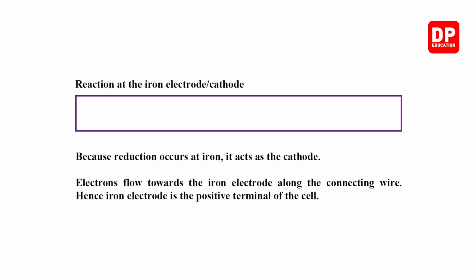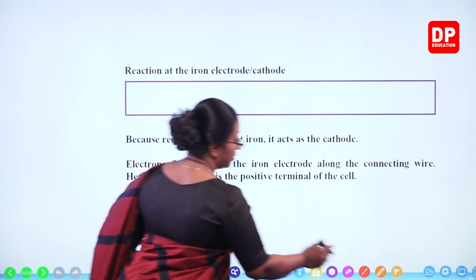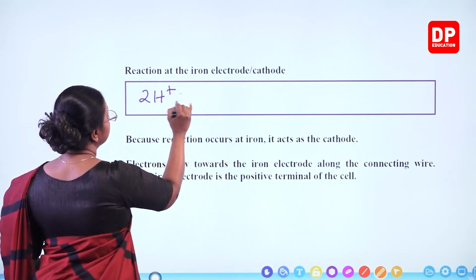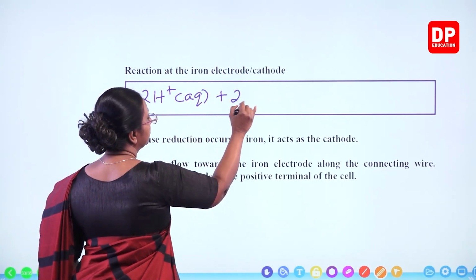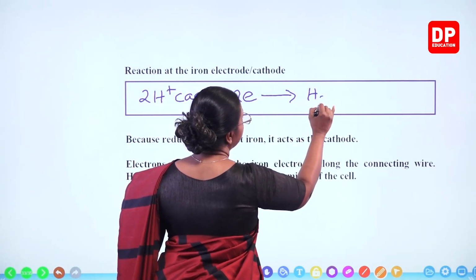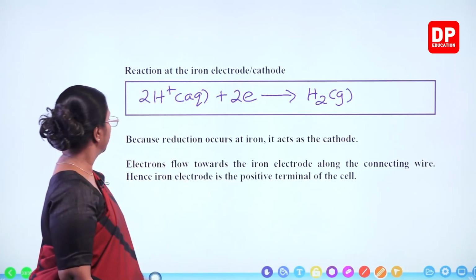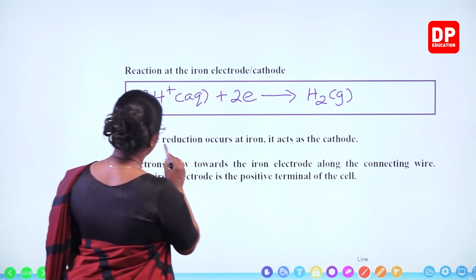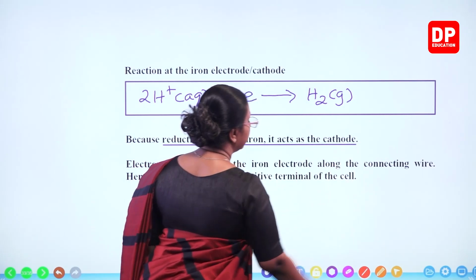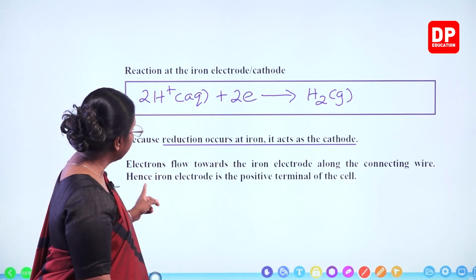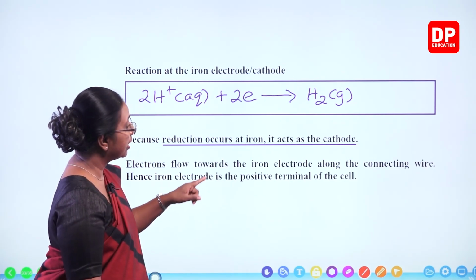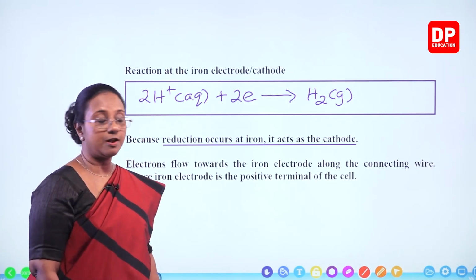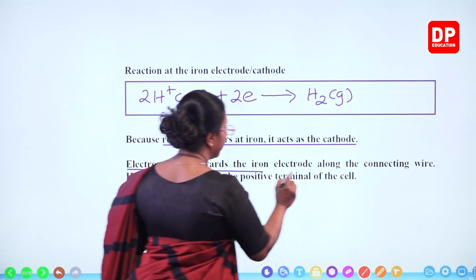Then reaction at the iron electrode. So what happens near the iron electrode? 2 H+ ions (aq), taking up 2 electrons, forming H2 gas. Because reduction occurs at iron, it acts as the cathode. Electrons flow towards the iron electrode along the connecting wire. Hence, the iron electrode is the positive terminal of the cell. So this is also something you have to remember.